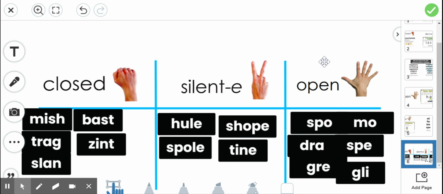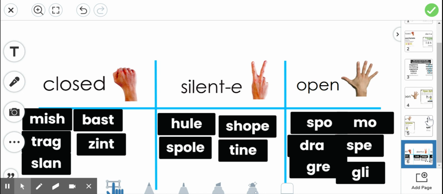And now our open syllables. All of these words end with a vowel, and since they end with a vowel, that vowel should be long. So hit the pause button and try reading these words. Now let's try reading them together. Spo, dray, gree, mow, spee, gly.